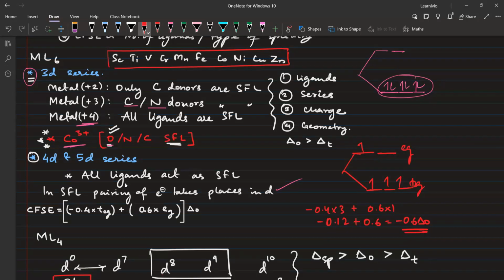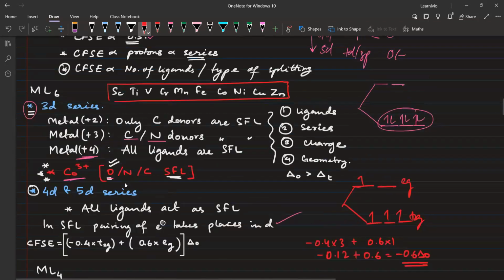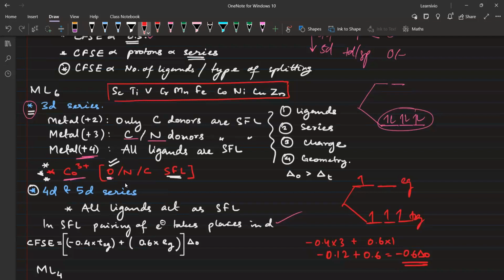Yeah, please raise your hand because there's a lot to write now. Please raise your hand once you're done writing. You will start writing from ML6 and you write till CFSC is equal to 0.4 into T2G plus 0.6 into EG del O.